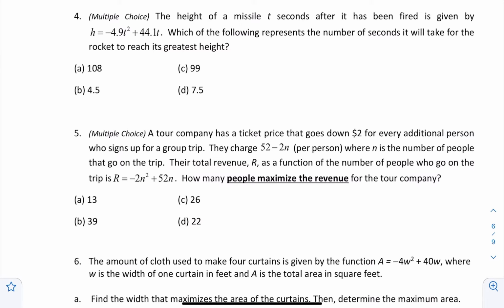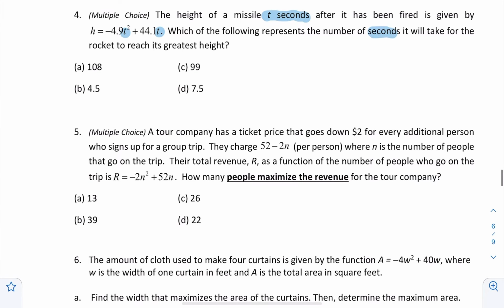If we continue and look at number 4, it's another multiple choice question, and it says that the height of a missile t seconds after it has been fired is given by the function h equals negative 4.9 t squared plus 44.1 t. Which of the following represents the number of seconds it will take for the rocket to reach its greatest height? So again, you launch a rocket in the air, it reaches a maximum height, and then it falls back to the earth.